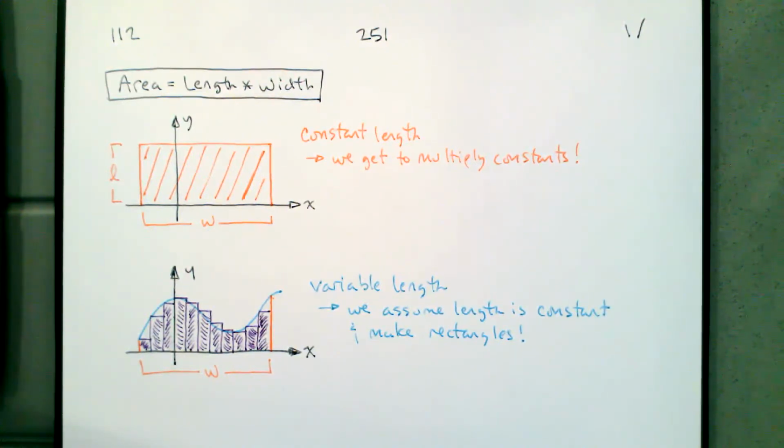When we have a constant length, then we get to multiply constants, and that's our favorite. That's the original area that we learned. Area is equal to length times width. This works as long as the length is the same for the entire width.